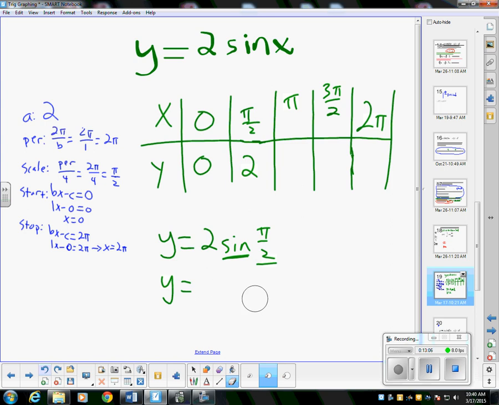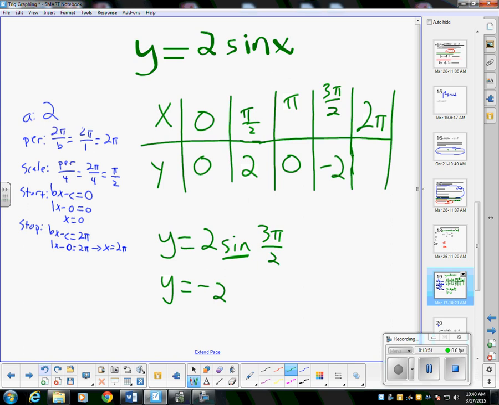So the next y is going to come from plugging in pi for my x. The sine of pi radians is also 0. 0 times 2 is still 0. So that means I put a 0 for my y there. I have 3 coordinates now. I have the coordinate 0, 0, the coordinate pi over 2, 2, and the coordinate pi, 0. The next one, I'll substitute in 3 pi over 2. The sine of 3 pi over 2 is negative 1. Again, that comes through your unit circle. Negative 1 times 2 is negative 2.